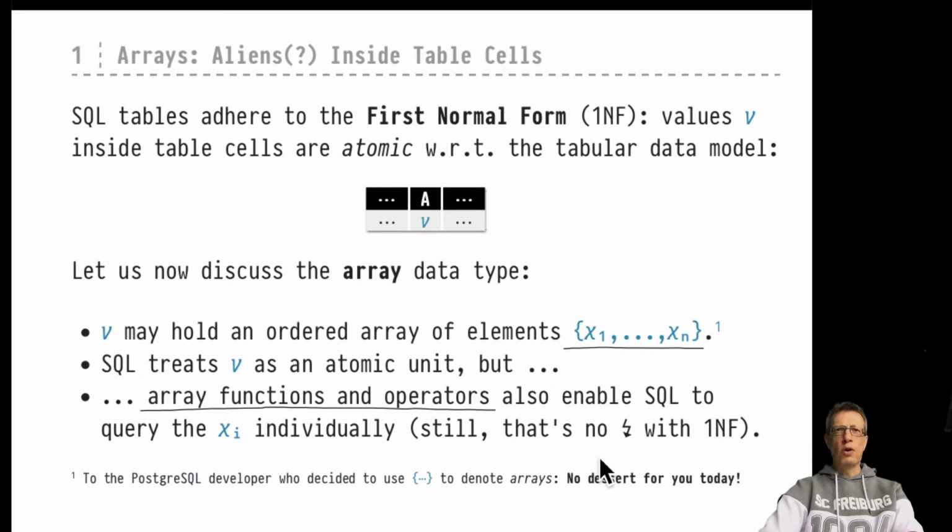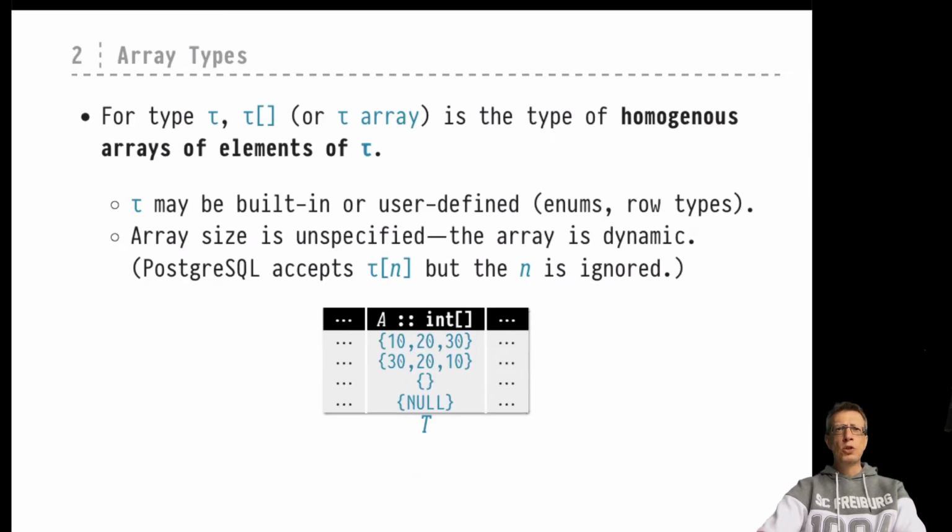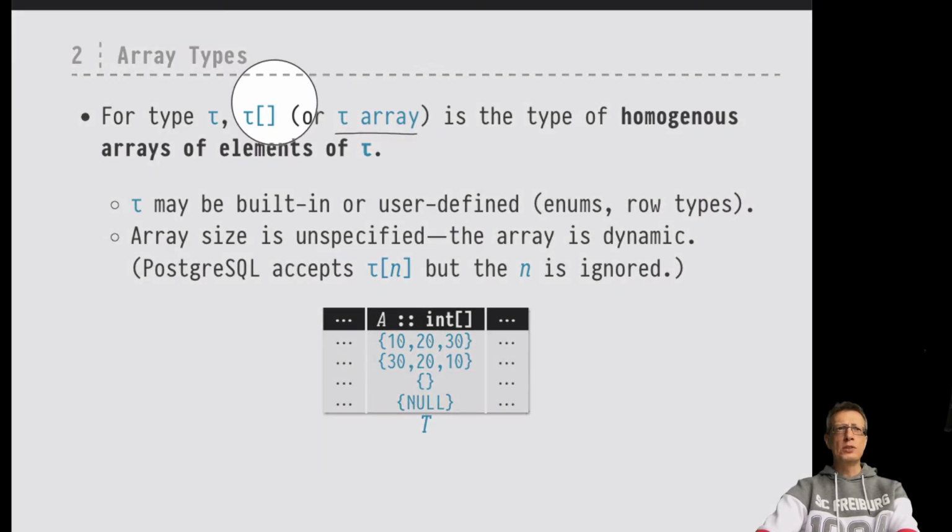Okay, so with that out of the way, let's see how arrays inside tables taste. So for each type tau, for almost any type tau inside the PostgreSQL type system, there would also be the type tau array, tau square brackets, or alternatively denoted tau suffix array here. We will almost always use this notation. I think exclusively we will use this bracket notation. This is the type of homogeneous arrays of elements of tau. All elements inside such an array are of type tau. No mixed contents, no mixed element type contents inside such an array.